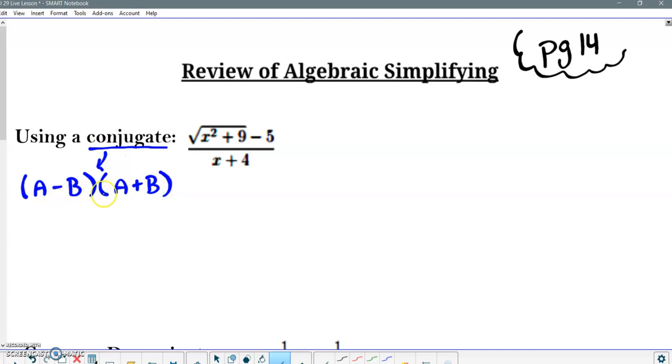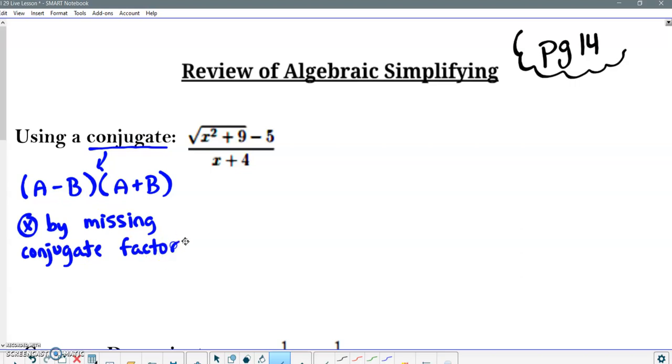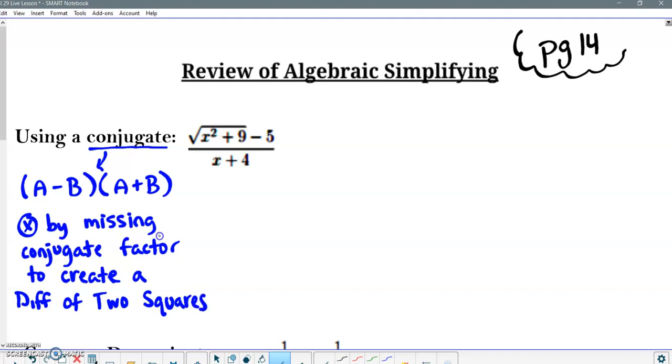Basically, what that means is you could multiply by the missing conjugate factor to create a difference of two squares. So here's the deal. If you haven't understood why we use a conjugate, hopefully now maybe this helps.